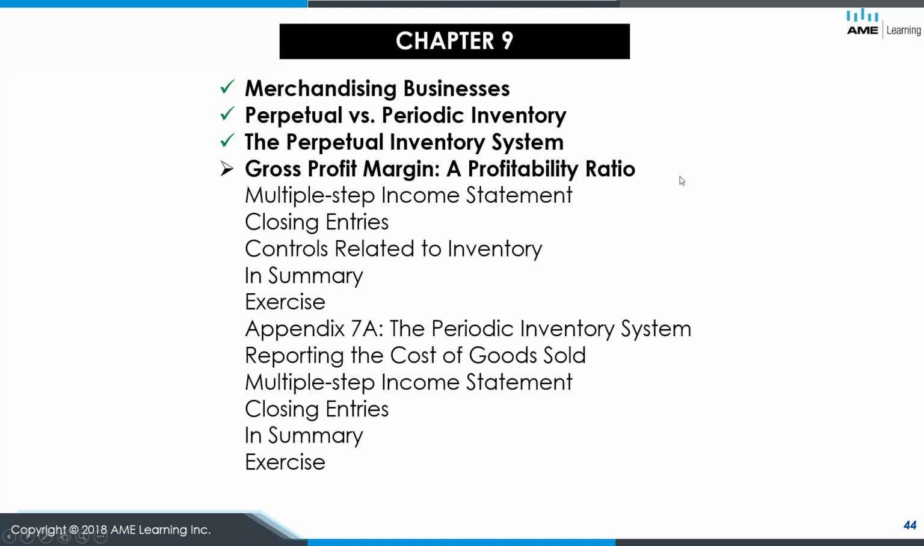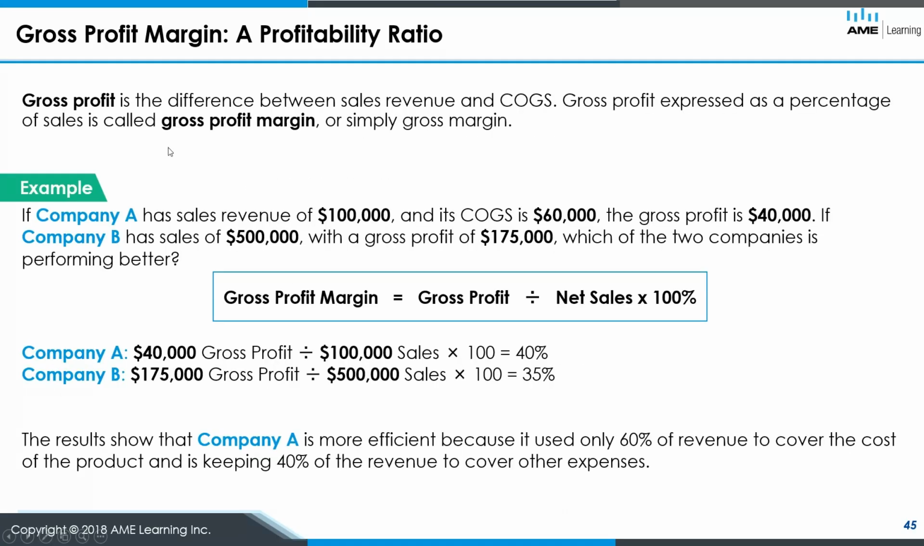Okay, let's talk a little bit about gross profit margin. We've talked about gross profit so far in this chapter, that being the difference between our sales revenue and our cost of goods sold, and that's net sales revenue. Remember, taking into account those sales returns and sales discounts. So gross profit margin is basically just a ratio using that concept of gross profit.